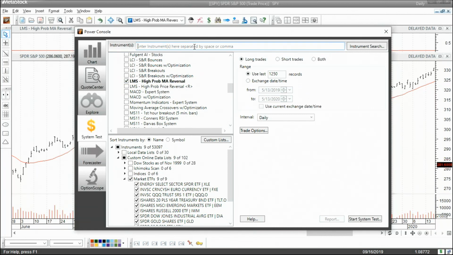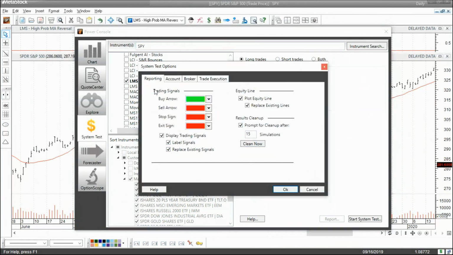I'll go ahead and enter in the SPY for the symbol up here at the top. I'm going to choose a long trade. I'm going to tell it to go back over the last 1,250 records. And actually, yeah, let's go ahead and run this one. I'll go ahead and choose the trade options. I'll just show you how I got my trade options set up.